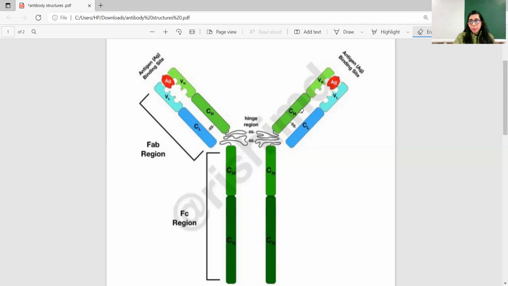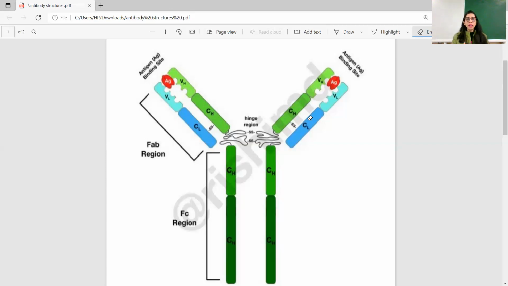So these two chains, light chain and heavy chain, are held together by disulphide bonds. That means two sulfur atoms are binding these two peptide chains together. Now, the question is, how many disulphide bonds are there in a single antibody molecule? Basically, 16 disulphide bonds are present in a single antibody molecule, which is holding together the peptide chains. These are a combination of interchain and intrachain bonds.